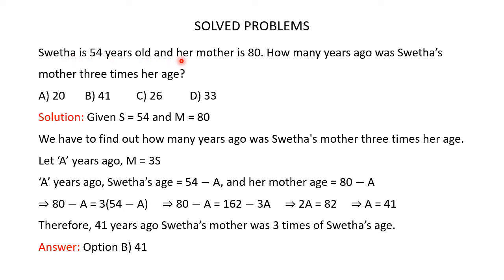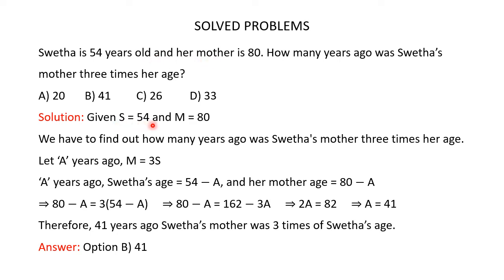Shweta is 54 years old and her mother is 80 years old. How many years ago was Shweta's mother 3 times her age? You're given 4 options here and you have to find out which of these options is the correct one. It's given that Shweta is 54 years old and her mother is 80 years old.